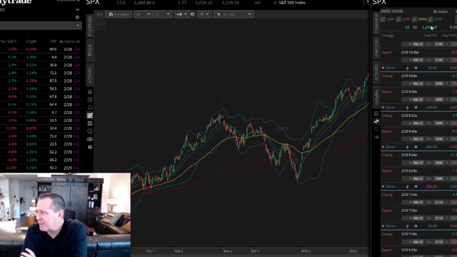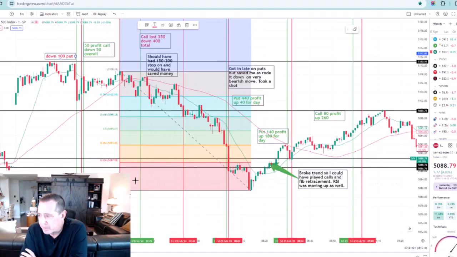So you can see here in the last 30 days, even though I'm learning and making mistakes, I'm still up $1,165 on SPX. So I'm getting better, but you know, I expect to. I want to make that per day. Let's see where we're at now. So we go back to the chart.